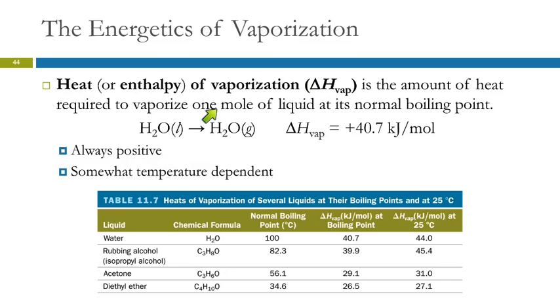Anyway, look at the water. Heat of vaporization at the boiling point is 40.7. At room temperature, it's 44 kilojoules per mole. A little bit higher, but not much. And then there's rubbing alcohol, acetone, and diethyl ether. And we see that the heats of vaporization for those substances are lower than for water.